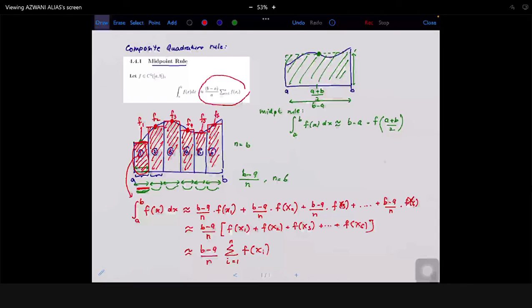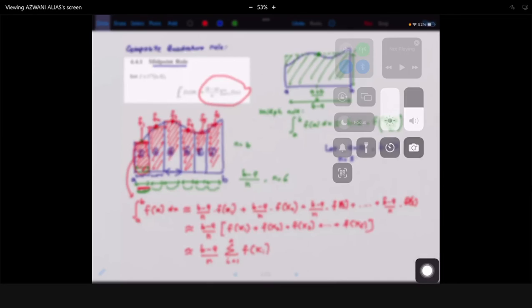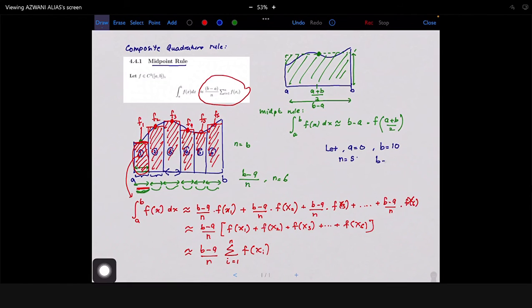Okay, so let's say lah kan. Let's say saya bagi the value of A adalah kosong, the value of B adalah 10. Dan N adalah kat sini, let's say 5. So for each sub-interval ni, kita akan buat B minus A divide by 5. So you akan dapat 10 tolak kosong bagi 5.